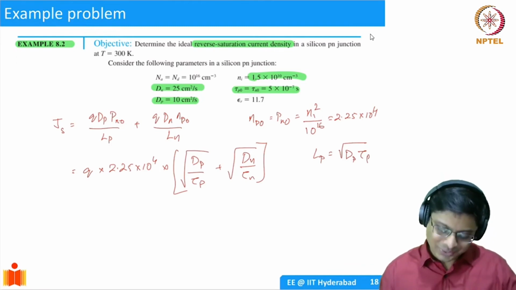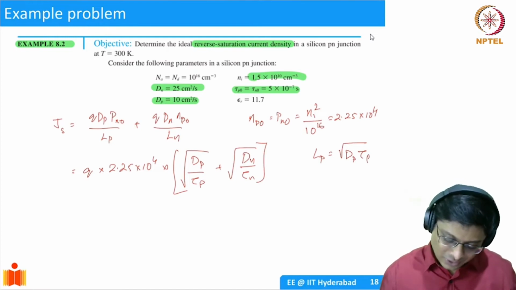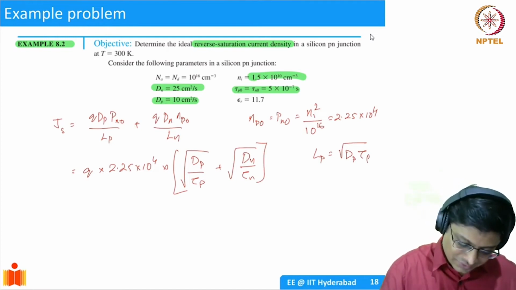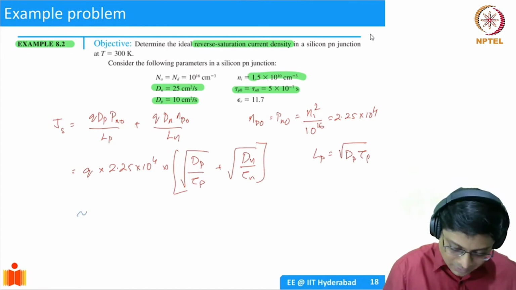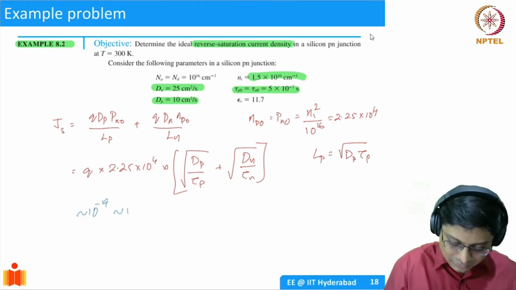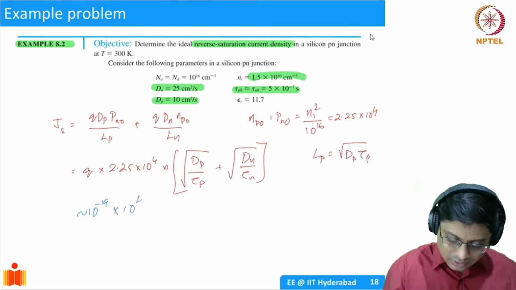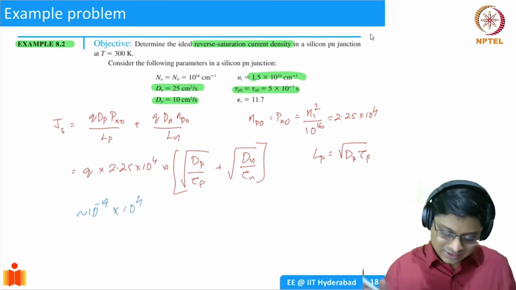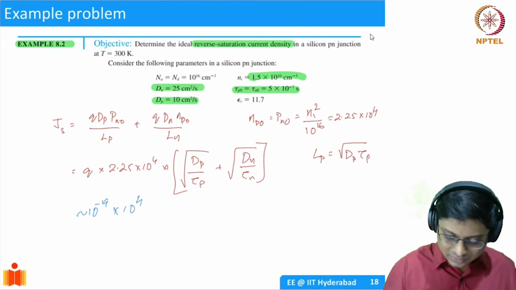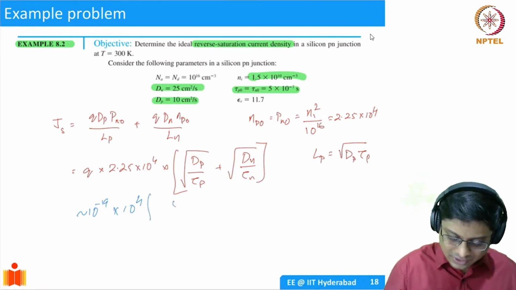I'm not going to do it. Well, let's try to see the order of magnitude. This is going to be 10 power minus 19. This is going to be 10 power 4. dP is 25, and the square root of 25 is going to be 5.